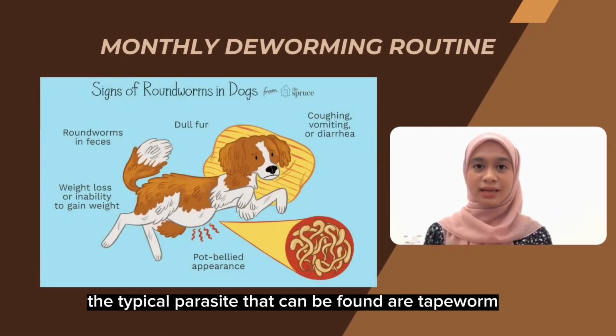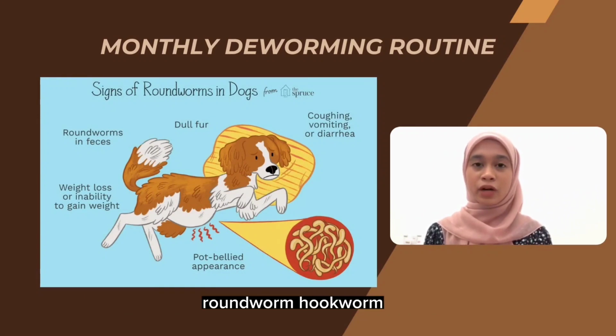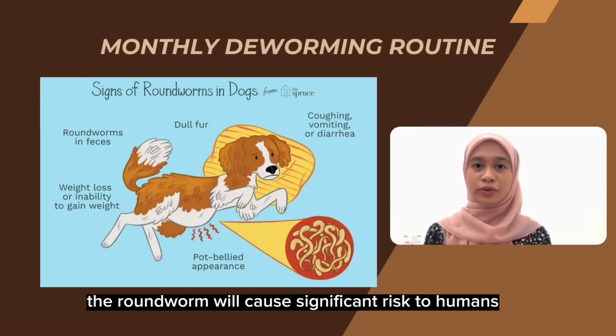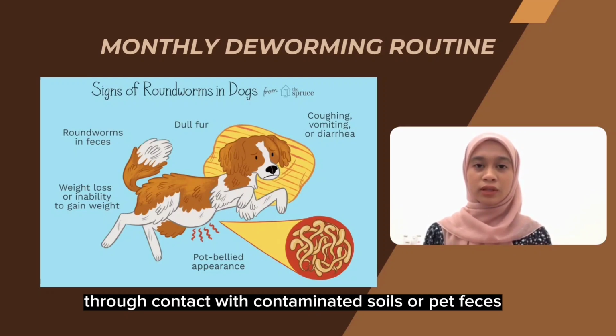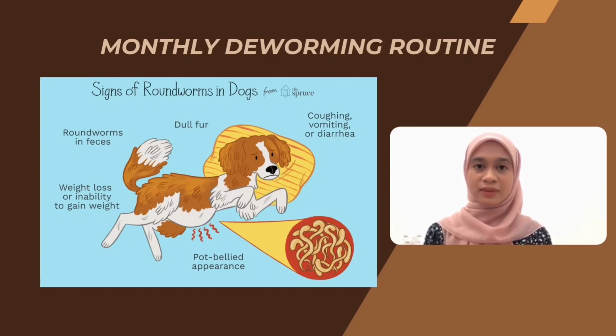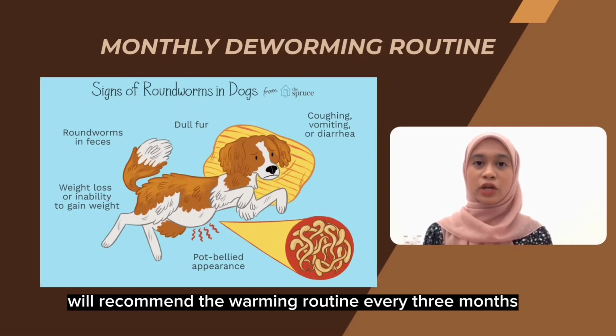The typical parasites that can be found are tapeworm, roundworm, hookworm, and heartworm. The roundworm will cause significant risk to humans through contact with contaminated soil or pet feces. This is why veterinarians recommend a deworming routine every 3 months.